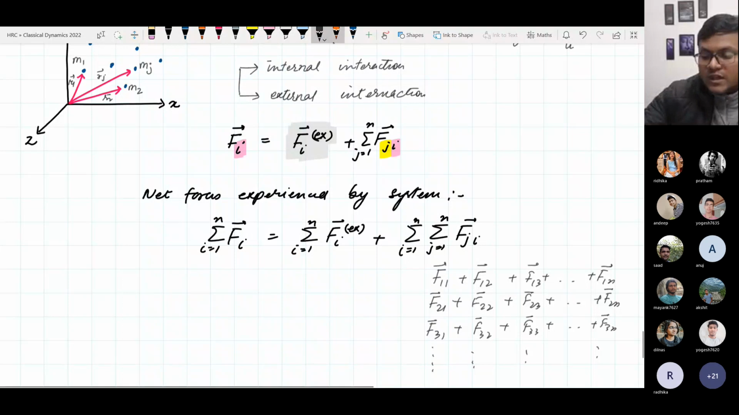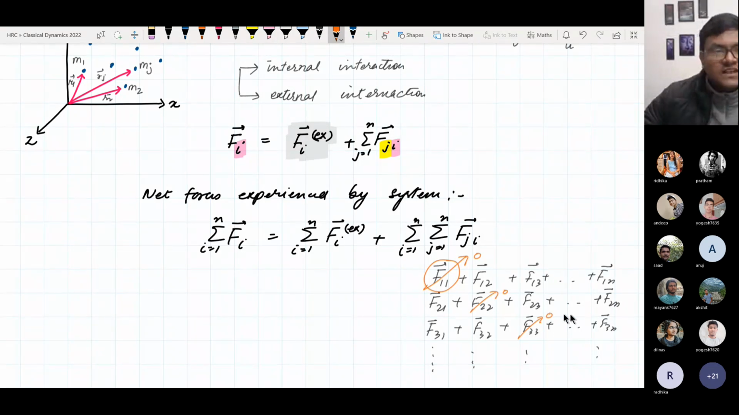Now the question is, what does F11 mean? The interaction of a particle with itself. Based on the definition of interaction, what did I say? Lone forces don't exist. So a particle can never really interact with itself. So this is going to be 0. F22 is going to be 0. F33 is going to be 0.